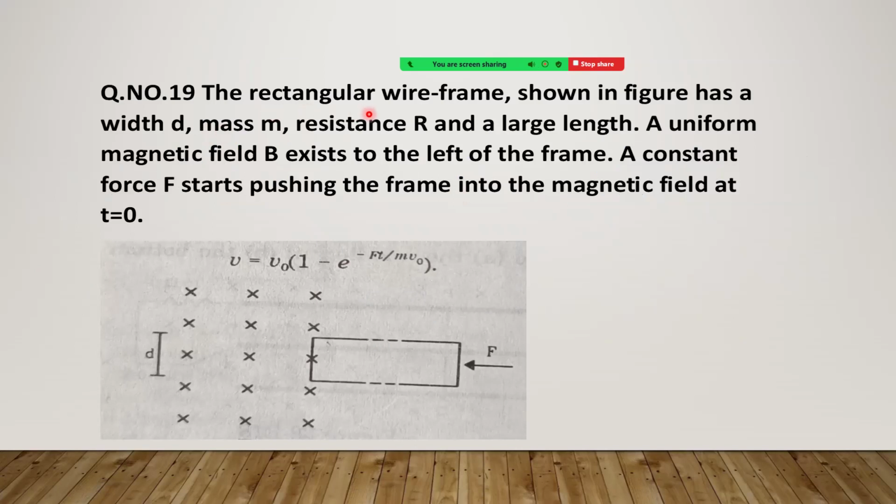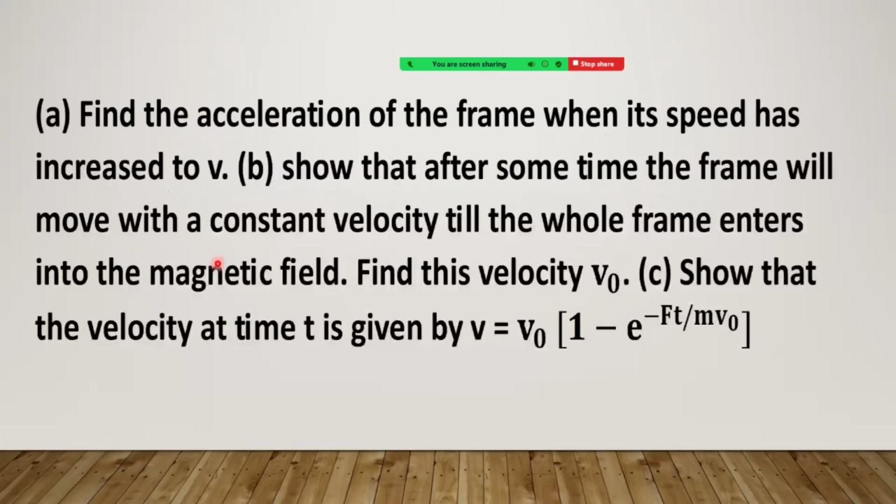Given a wire frame, its width is d, mass m, resistance r, and given large length and the field is uniform. A constant force starts pushing the frame into the magnetic field at t equal to 0. See what we have to calculate. Find the acceleration of the frame when its speed has increased to v.